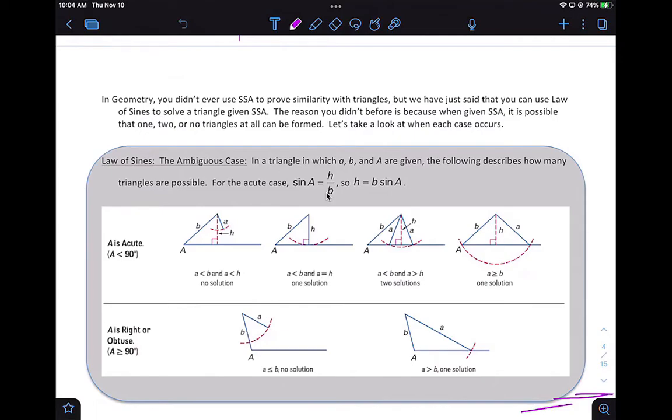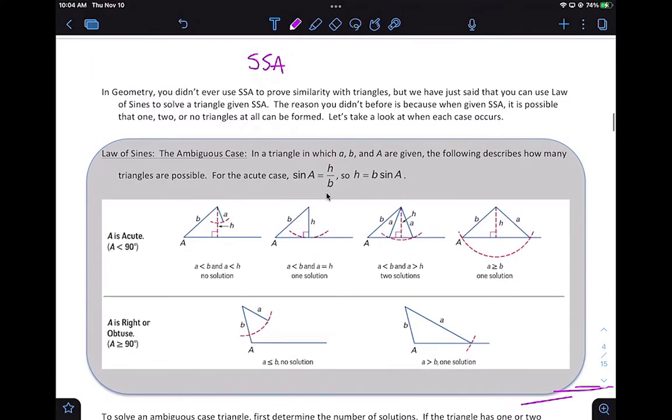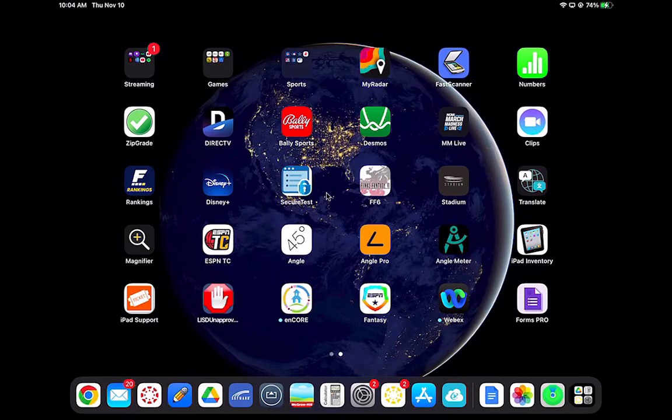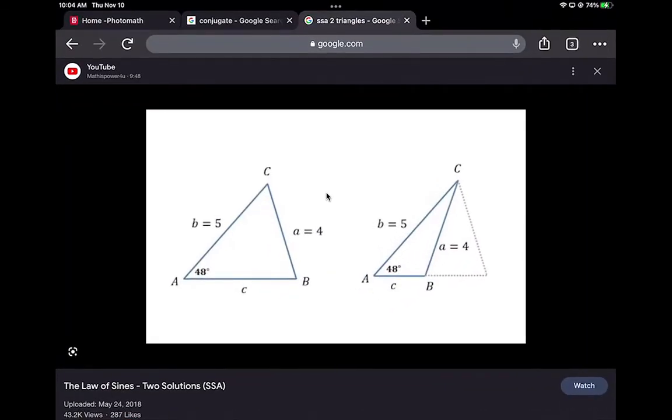We're going to talk about your special case triangles when you have side-side-angle. Before we start looking through this chart, let me show you what can happen if you make a specific case of side-side-angle. Here's an example where I give you an angle of 48 degrees and then two sides not between, not on the outside of those angles.